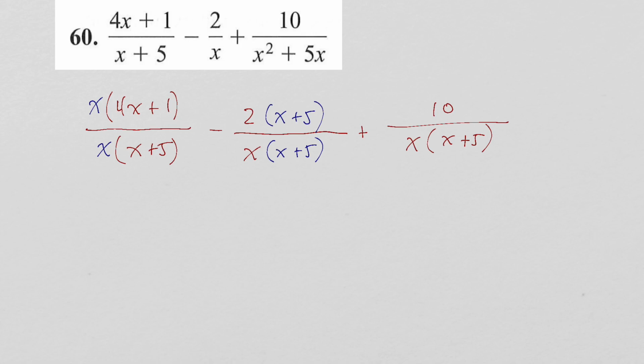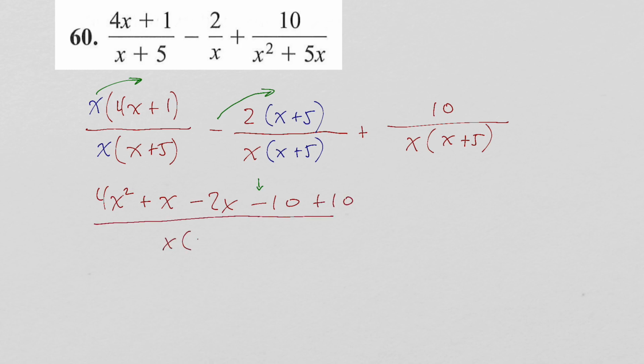Now I'm going to take this x and distribute it through, and I'll get 4x squared plus 1x. I'll take the negative and the 2 and distribute it through, and I'll get negative 2x minus 10. Be careful. This is where people will tend to make their mistake. And then finally, we have a plus 10. All of this is over x times x plus 5.